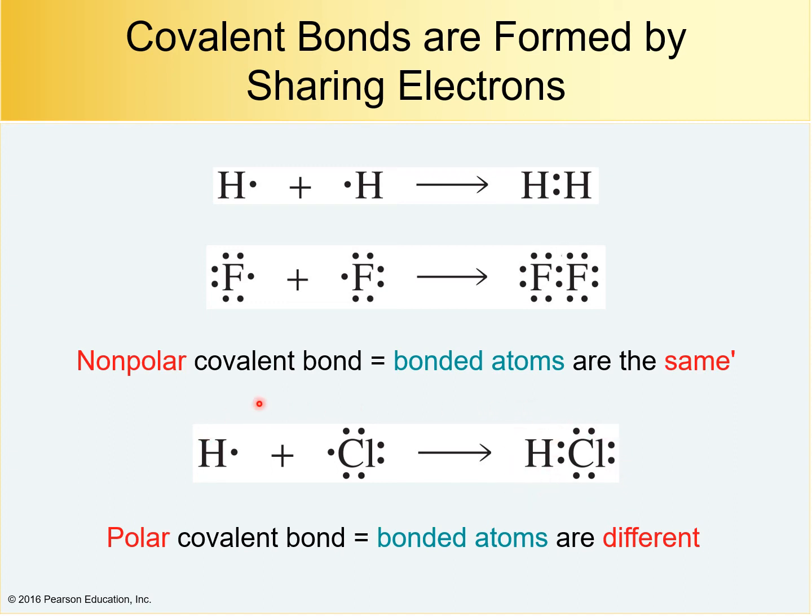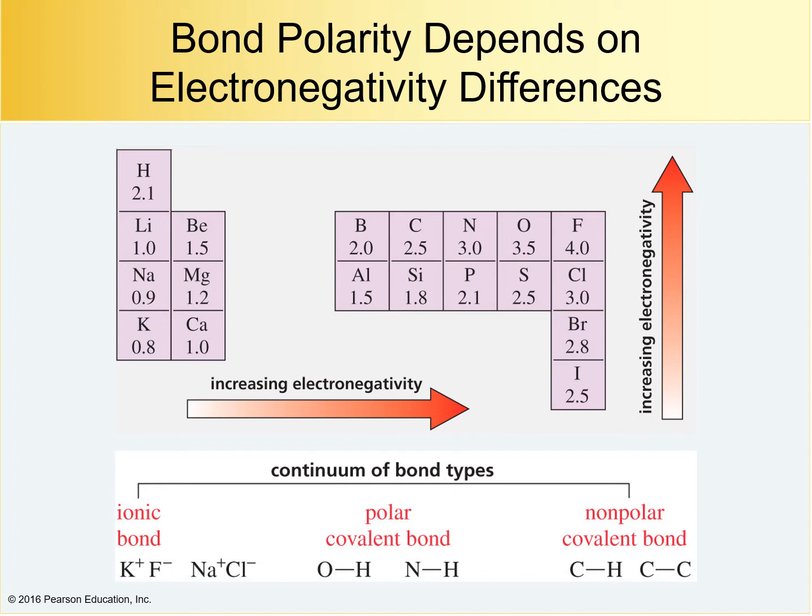Now, these two elements are from opposite ends of the periodic table, and while this bond is actually covalent, it is polar covalent. The bonded atoms are different, and they have pretty big differences in electronegativities. So let's look at the electronegativities of some of the elements in the periodic table. And as I said, electronegativity increases as you go from left to right.